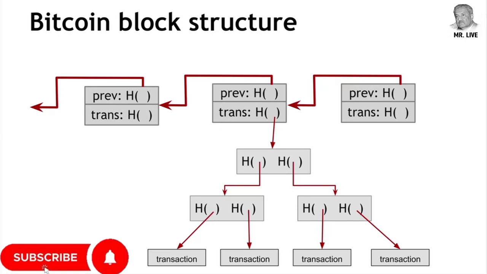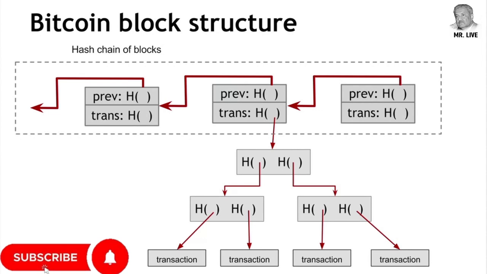It's a pretty clever combination of two different hash-based data structures. On the top here, we have a hash chain of blocks. Each one has a block header and then a pointer to some transaction data, as well as a pointer to the previous block in the sequence. And remember, these are hash pointers.